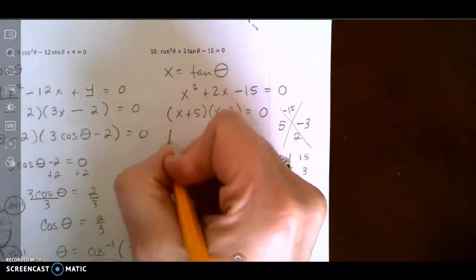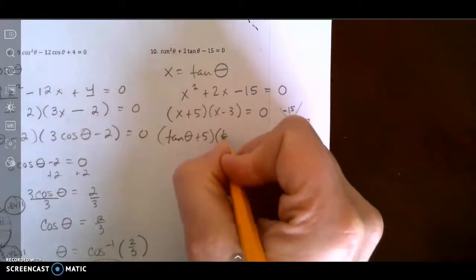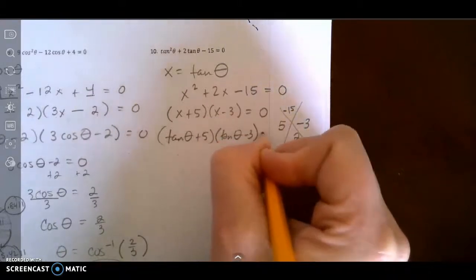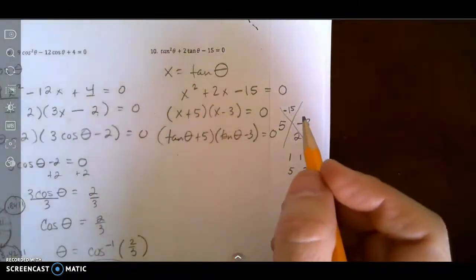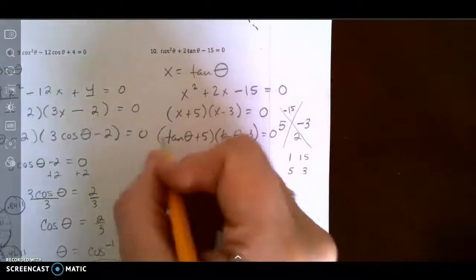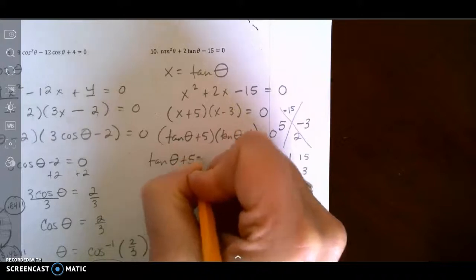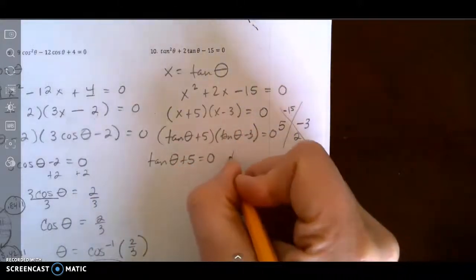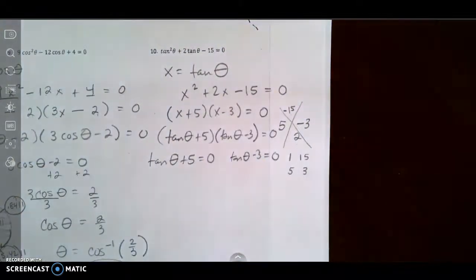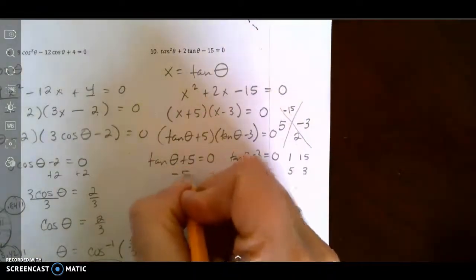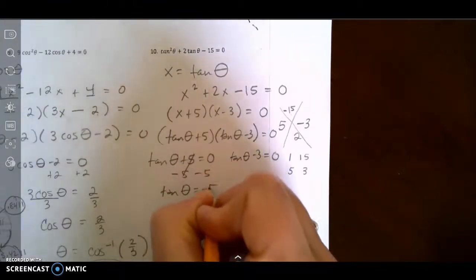Alright, I'm going to put tangent in there. Tangent of theta plus 5 and tangent of theta minus 3. Now, tangent's allowed to be any number. This doesn't have a limit of 1 to -1, in case you're thinking this is going to be no solution. Taking the first factor, tangent of theta plus 5 equals 0. I'm going to subtract 5 from each side, and I get that the tangent of theta equals -5.